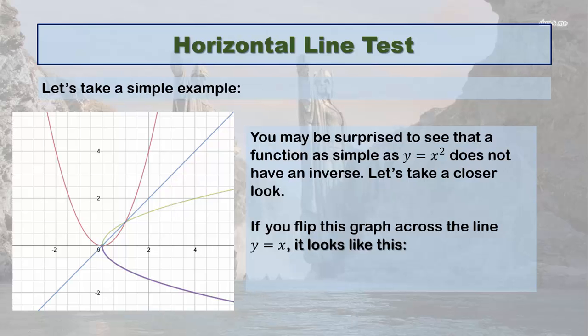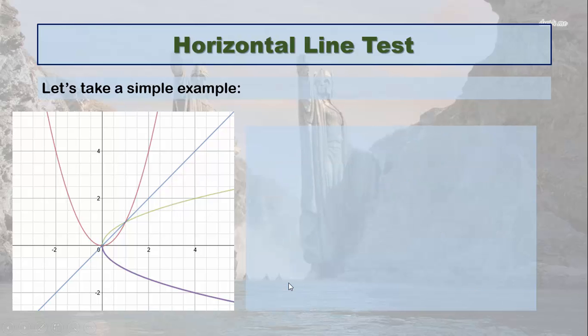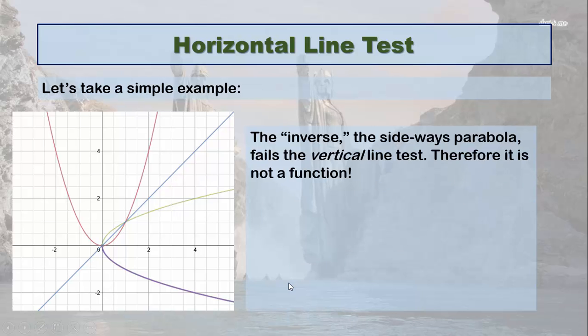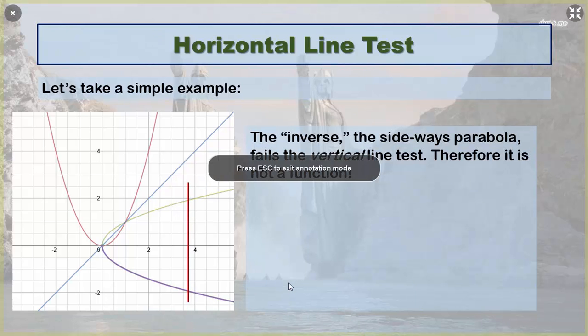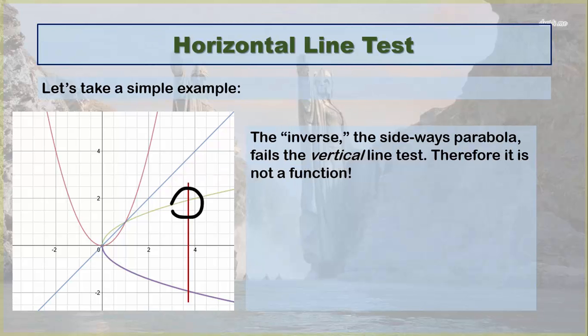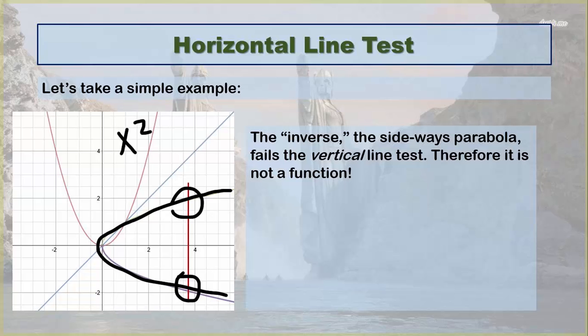Okay, so the inverse, if you look at it, would not pass the vertical line test. A vertical line goes through this in 2 different spots, meaning that this right here isn't a function. So although x squared is a function, the inverse would not be. That's why it has no inverse.